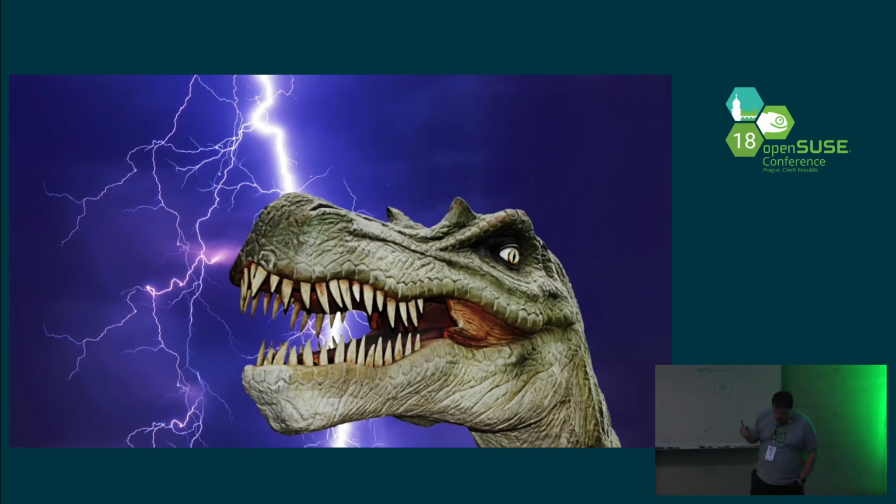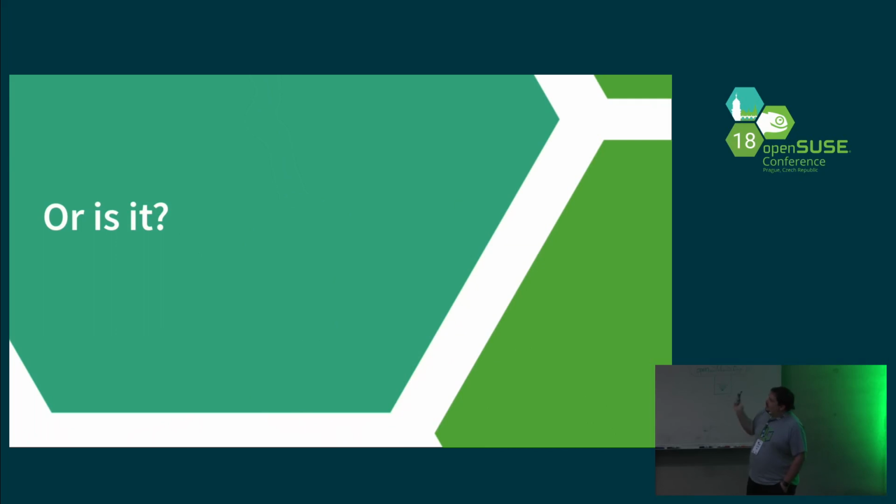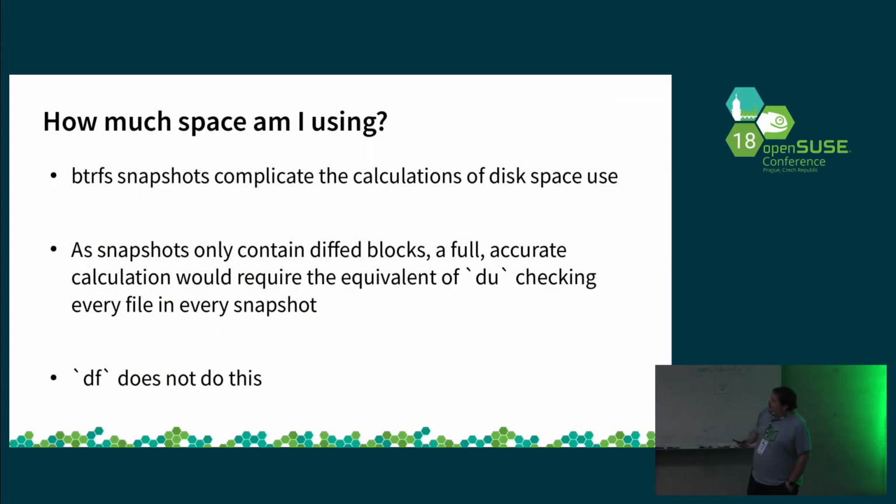So yeah, Btrfs is absolutely awesome, but it's not perfect. With any B-tree-based file system, especially with snapshots and all this wonderful stuff, you end up with this lovely complication: you don't really necessarily know how much space you're using, or it gets a heck of a lot harder to figure out how much space you're using.